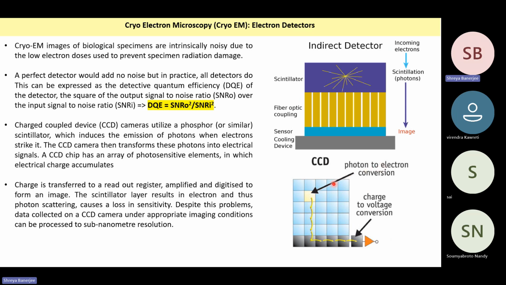So the photons which are converted to an electrical signal, it is read out and amplified and digitized to form an image. So this is the more modern kind of detector. In the previous detectors, the electron would just strike the detector and photons would be formed, from which you will get an image directly. In CCD, these photons are converted to an electron signal, which is then read by the detector and amplified to form an image.